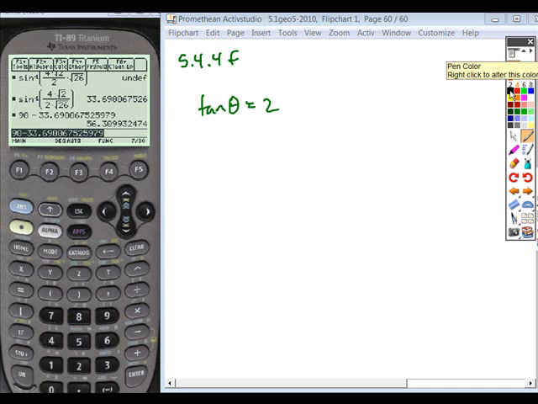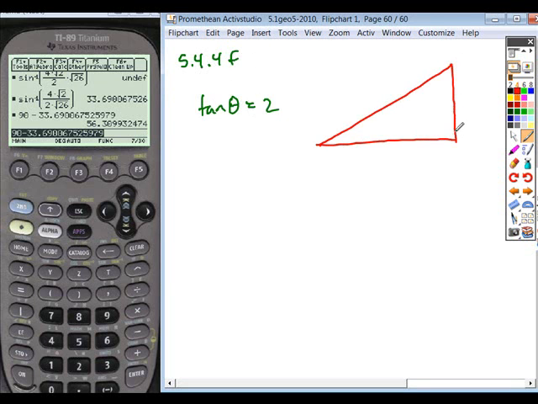All right, there are a couple of ways to approach these problems. The first, and the way that I would probably prefer, is for you to be able to sketch a right triangle that allows you to identify what this ratio means. So if the tangent of theta is equal to 2, what that means is tangent is TOA, the ratio of the opposite side to the adjacent side.